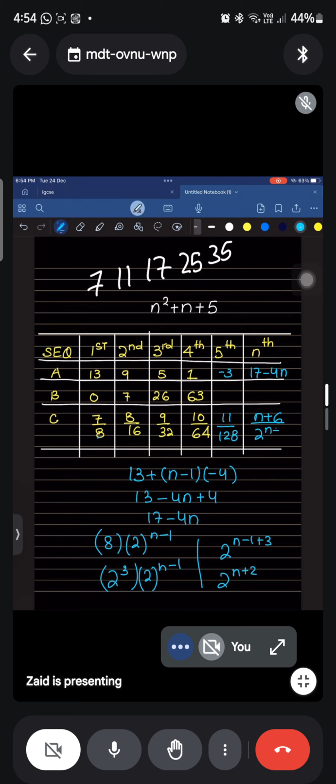I explained this to you yesterday. This is 8. Can I express 8 as 2 to the power 3? 2 to the power 3 is 8, isn't it? Now with the same base, when I multiply, their powers are added. So I just write 2 once, with n minus 1 plus 3. So I'm going to get 2n plus 2.